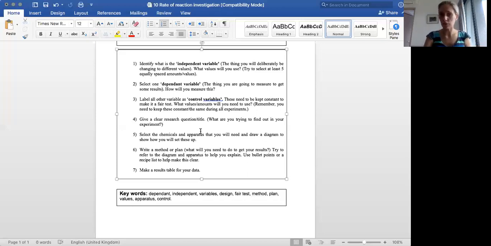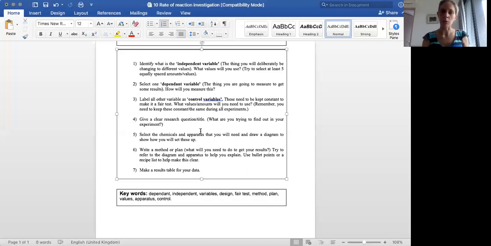The other thing to remember about your research question is it should contain your independent variable and your dependent variable. So let's say you are changing the temperature and measuring how long it takes a certain amount of salt to dissolve. Your question would be, how does changing the temperature, my independent variable, affect the time taken for 10 grams of salt to dissolve, my dependent variable? So your research question should be very, very clear and show me exactly what your independent variable and dependent variable are.